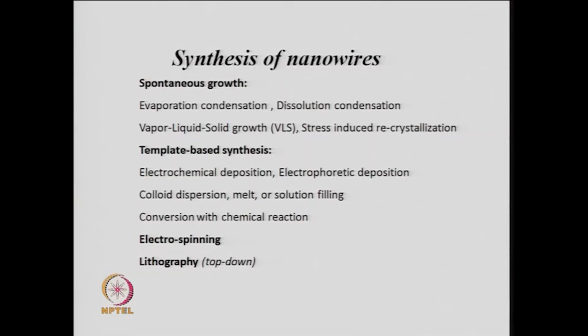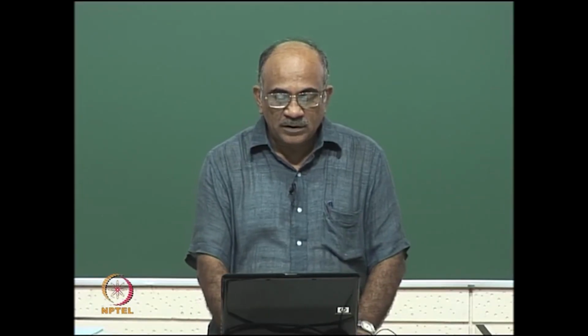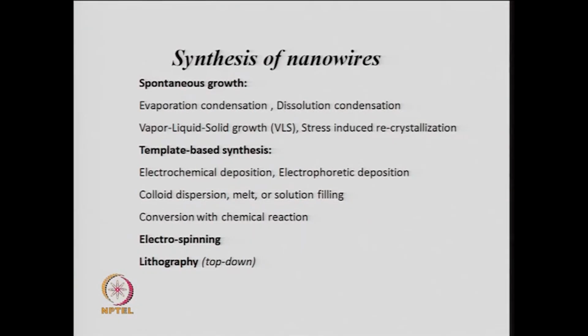And today, we will continue on that aspect of the synthesis of nanowires. Basically, the synthesis is based on spontaneous growth, in which you have learned in the previous lecture on evaporation, condensation and dissolution condensation techniques of making metal nanowires and related nanowires. Some are oxides, some are alloys and some are chalcogenides. And today, we will look at some aspects of vapor liquid solid growth.